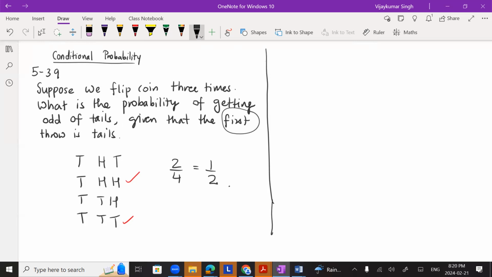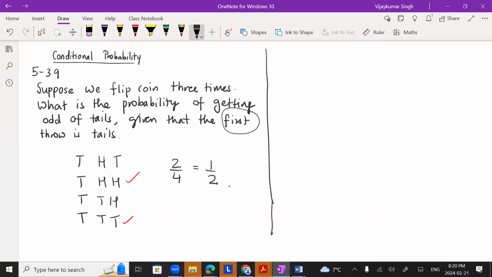So the probability of this happening is actually 1 over 2, not 2 over 8. Generally in probability you have all the possible outcomes and your event has some outcomes, and you divide the size of the event by all the possible outcomes. Does that make sense? Here, all the possible outcomes are already restricted because you're saying given that the first one is tail. So you're basically considering a part of a smaller event.